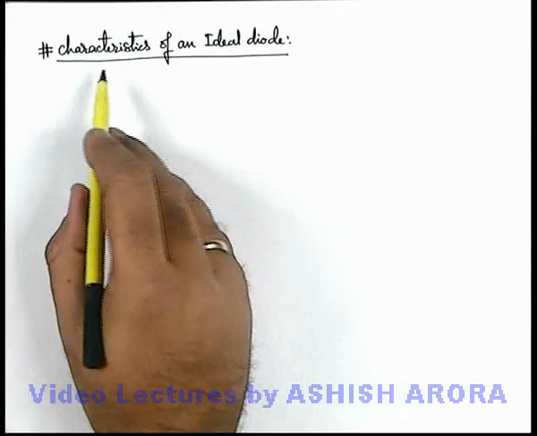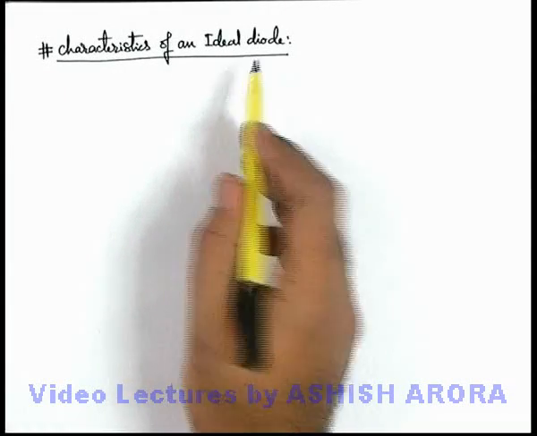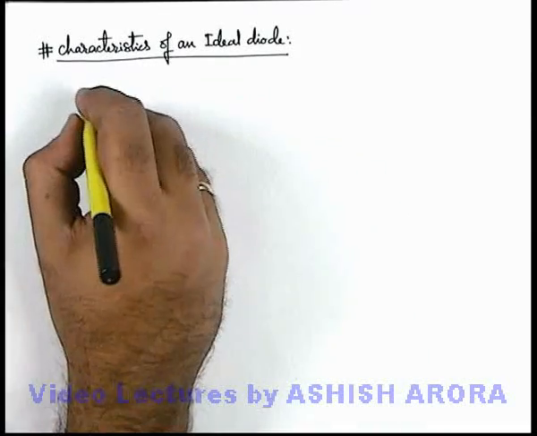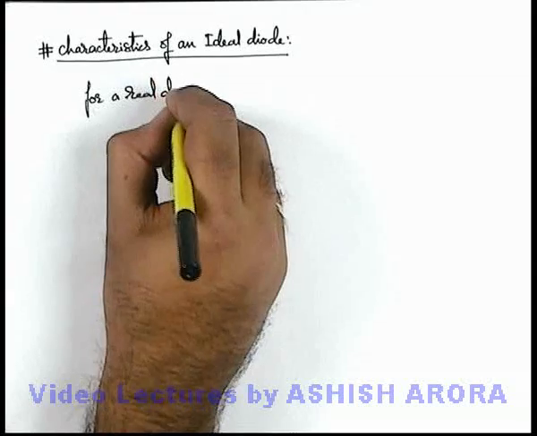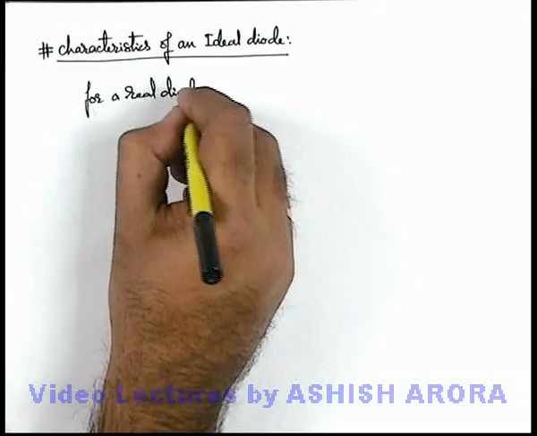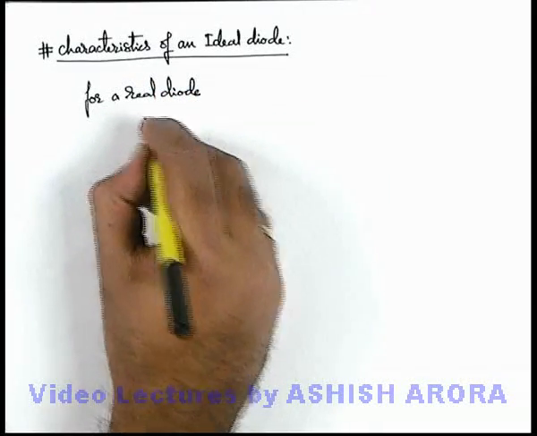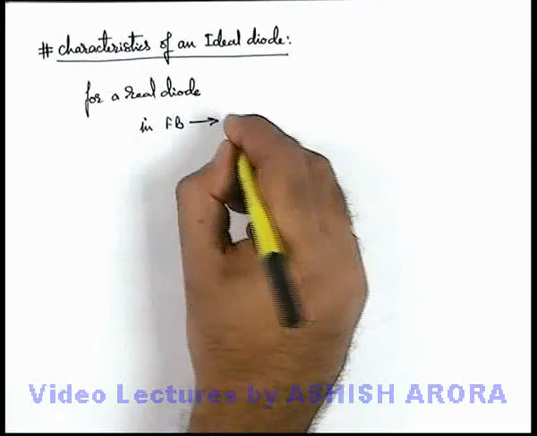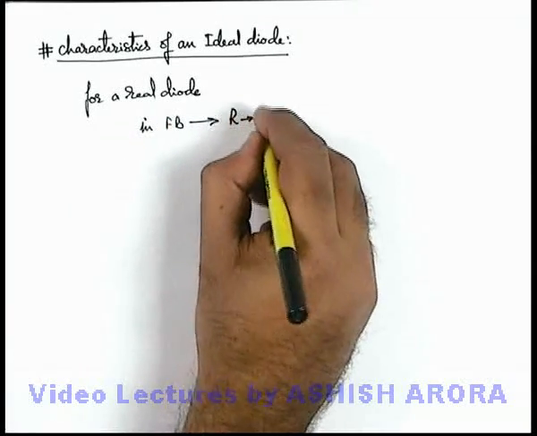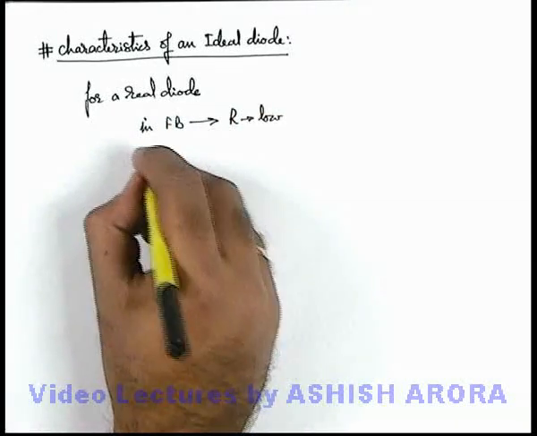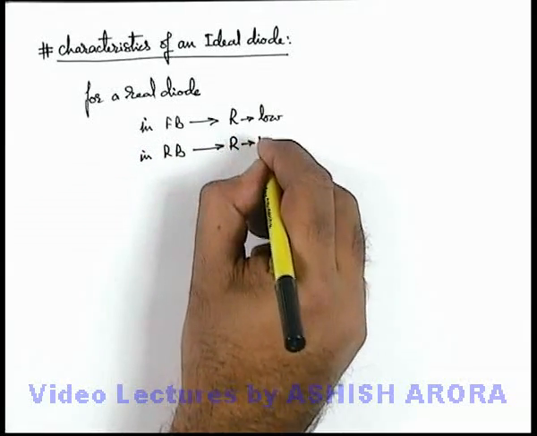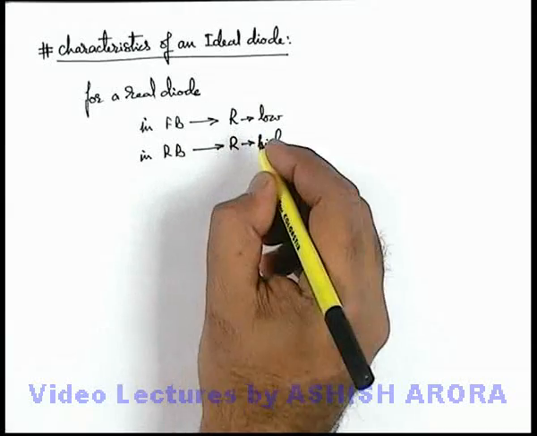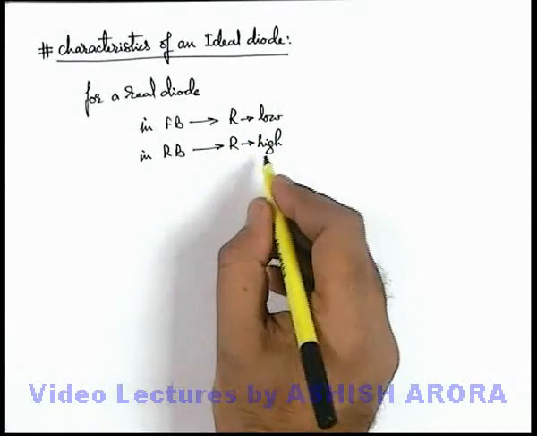Let's discuss the characteristics of an ideal diode. About a real diode, we have already discussed that for a real PN junction diode, in forward biasing its resistance is low, and in reverse biasing its resistance is high, as no current or negligible current flows in reverse biasing.